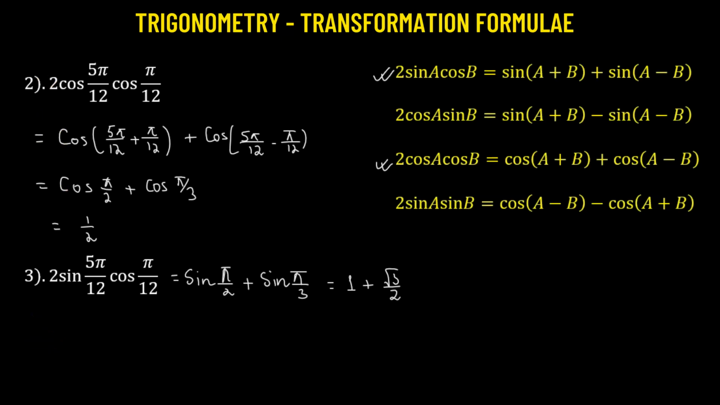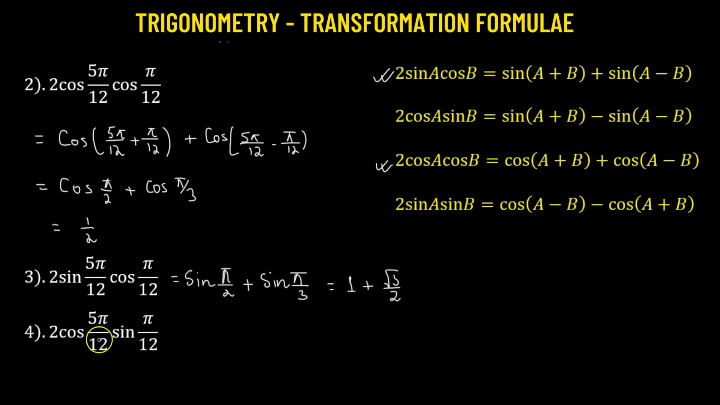Now moving on to the fourth problem. So we have 2 times cosine of 5 pi over 12 times sine pi over 12. So we're going to use the second transformation formula, and this is going to give us sine. So we have 5 pi over 12 added to pi over 12, that's pi over 2 radians. So we'll get a negative sign here, and then we have sine pi over 3. So the value comes out to be 1 minus square root of 3 over 2. So this is the final answer.